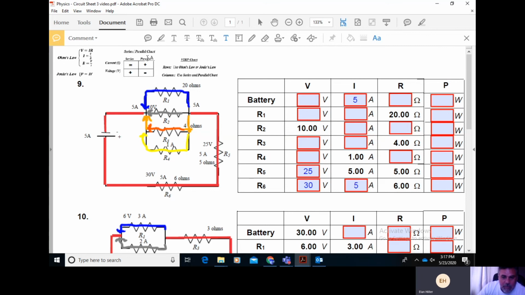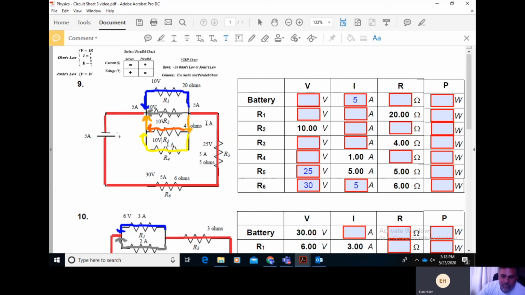But what else we know is that in parallel, the voltage is the same. And we do know across the gray pathway from here to here, there is a potential difference of 10 volts. That means there is a potential difference of 10 volts across the blue pathway, across the dark green pathway, and across the yellow pathway.